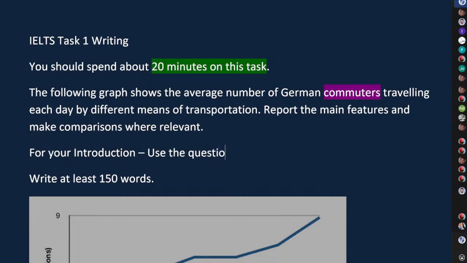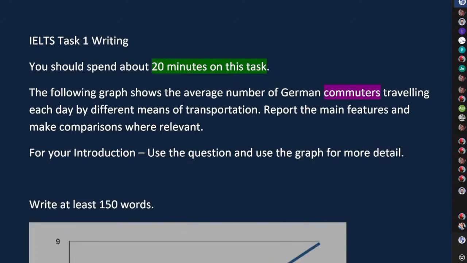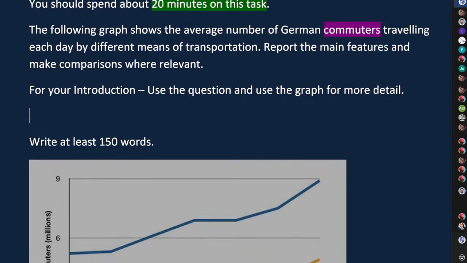Use the question and use the graph for more detail. Okay, I'll show you what I mean. All right, so here again you have the question. The following graph shows the average number of German commuters traveling each day by different means of transportation. Report the main features and make comparisons where relevant.